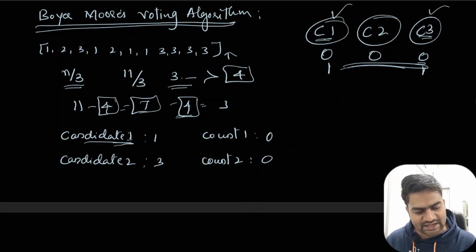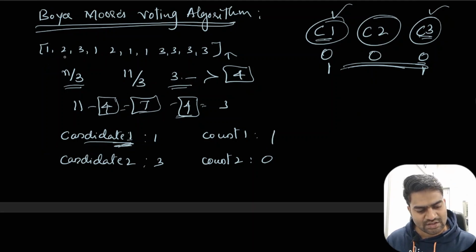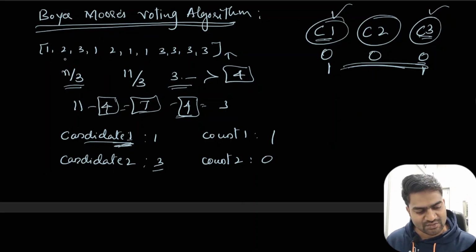So I'll start again. This is 1, so it means it is our candidate 1. So I will increase count 1. Now I will move to 2. This is neither candidate 1 nor candidate 2, and it is 3, so I will skip and move to the next.